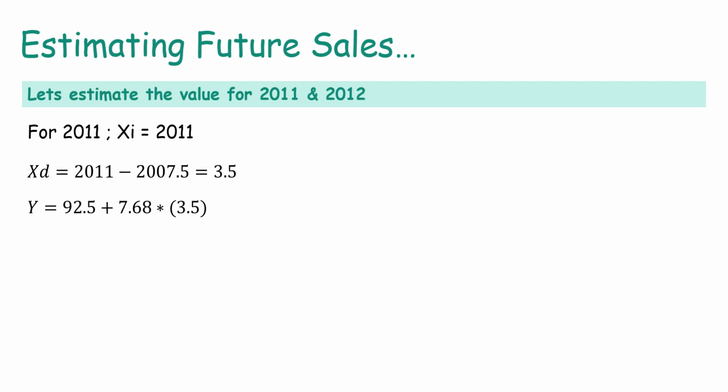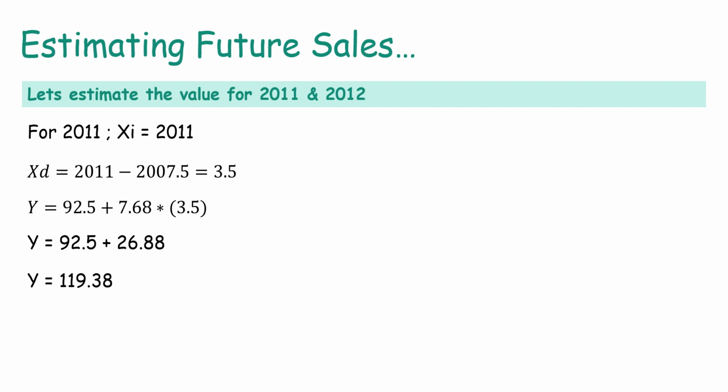Substitute in the equation, you know y is equal to 92.5 plus 7.68 times xd. So here xd is 3.5. Now just use your calculators and find the value. So you will be getting a value of 119.38. So the sales value, or the value, it's not the value of the sales, it's the trend value for the year 2011 will be 119.38. Let's do it for year 2012.